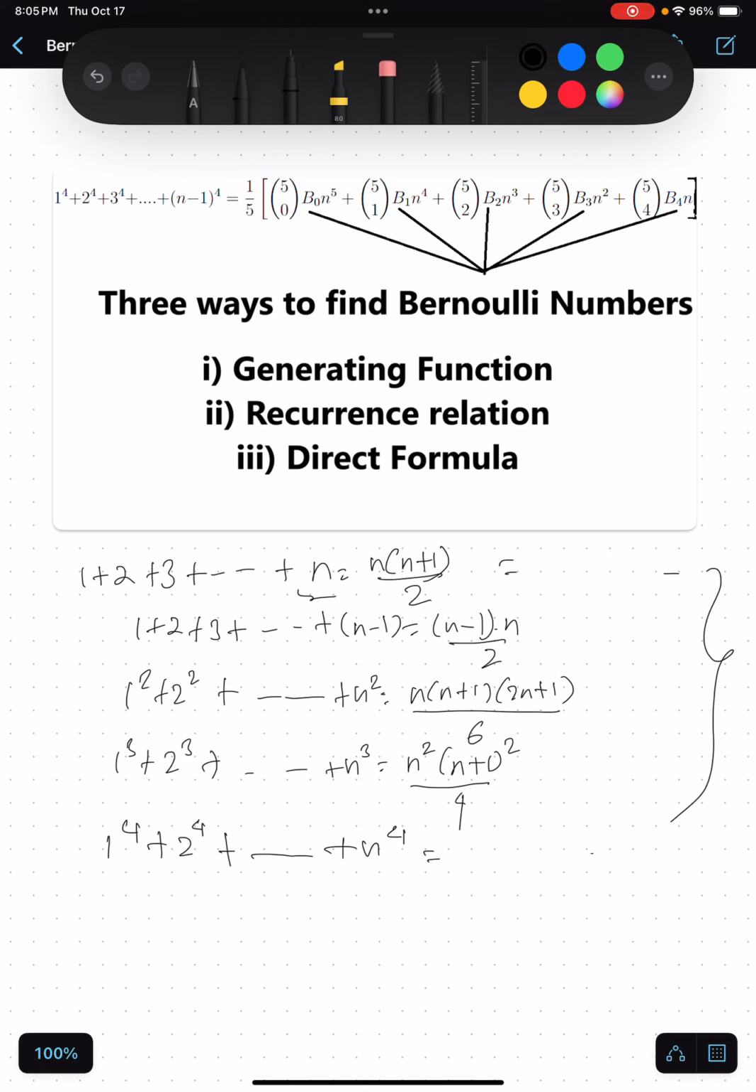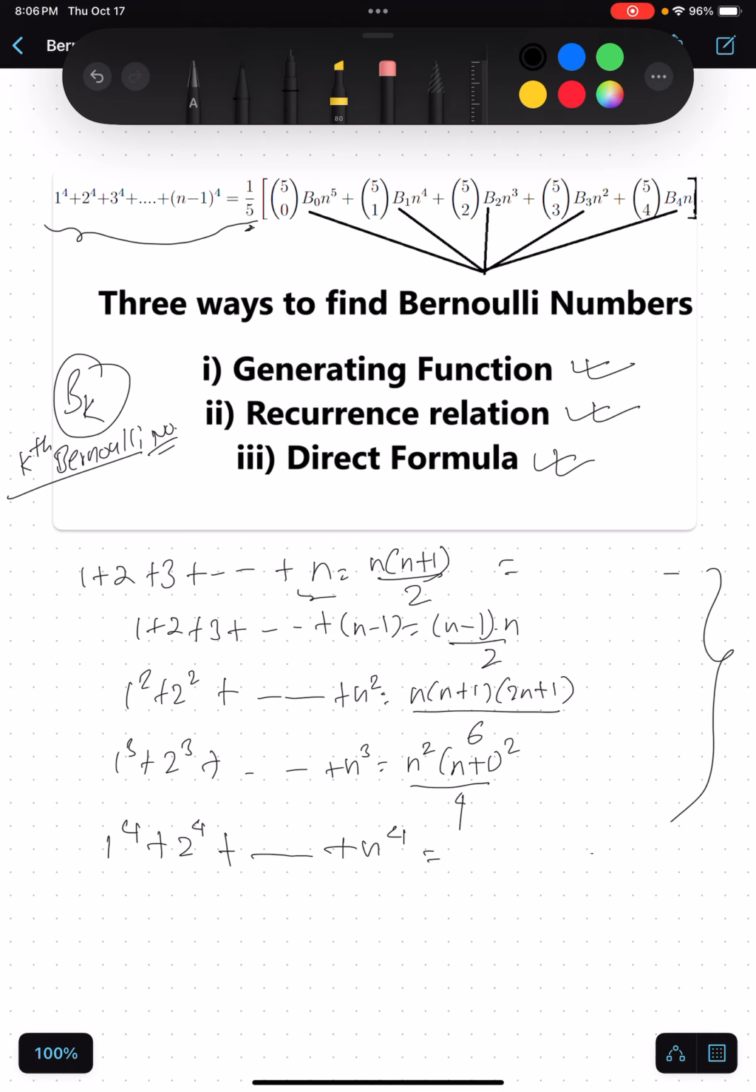So here's the formula: the sum from 1 to n minus 1 of k raised to the power 4 will be equal to 1 by 5 times the sum of 5 choose k, b sub k, n to the power 5 minus k. This b sub k is actually the kth Bernoulli number, right? And we are trying to find that in this video by three ways: generating function, recurrence relation, and direct formula.